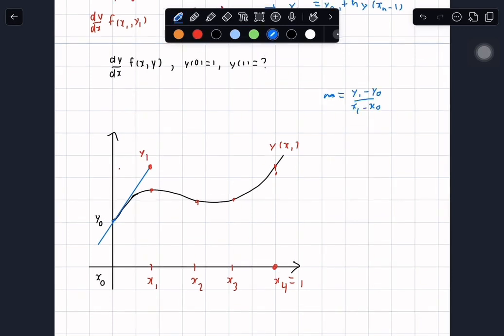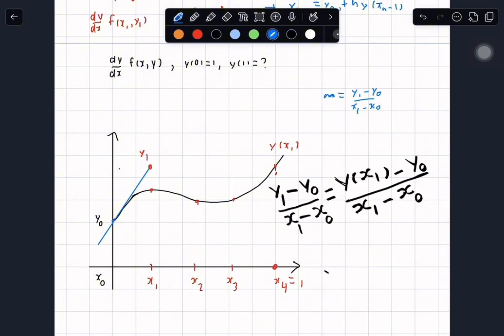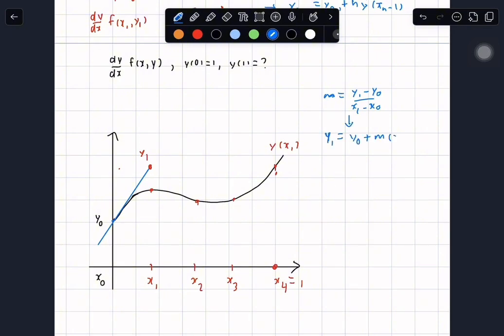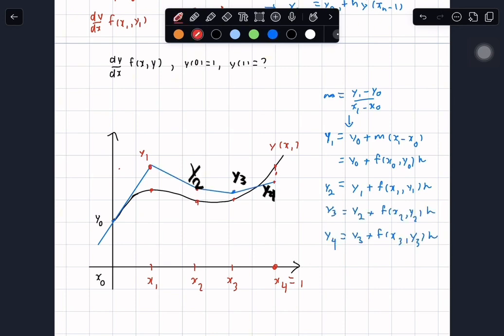Again, we will find the gradient at the point y1, which turns out to be equal to the gradient that we found earlier. Rearranging the formula, we will get something like this, and for m we use the differential equation. We repeat this for y2 as well, and we will get the y2 value. Same thing goes for y3 and y4. As we repeat this formula, we get what we call the Euler's formula.